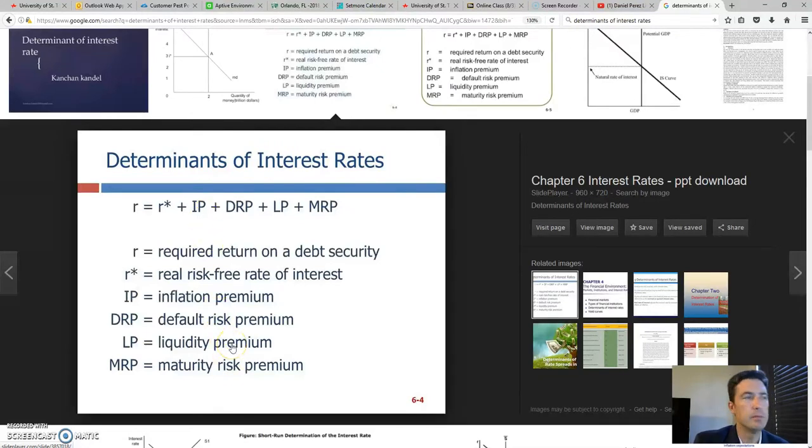Or I'm sorry, the debtor is not going to pay. The next component is the liquidity premium. This liquidity premium is, again, a percentage or a rate that you would add to the nominal risk-free rate.